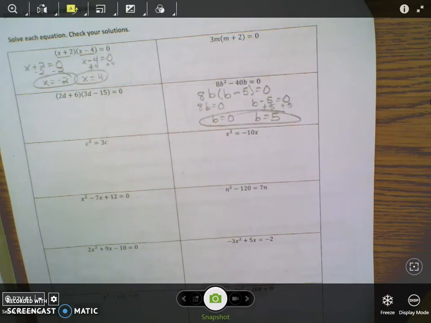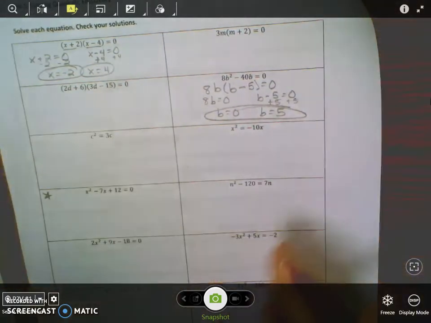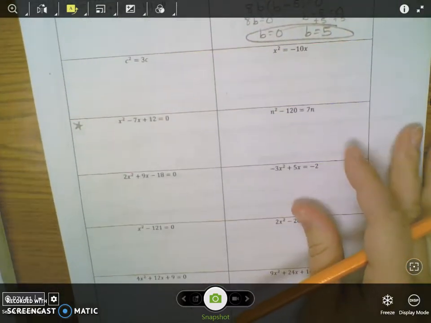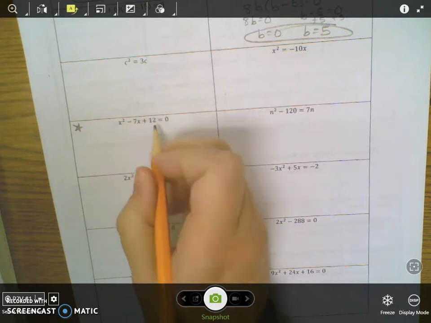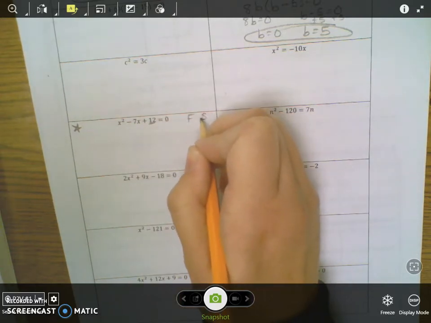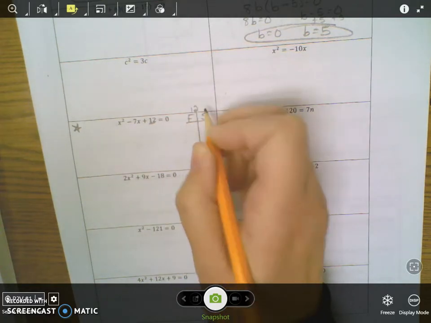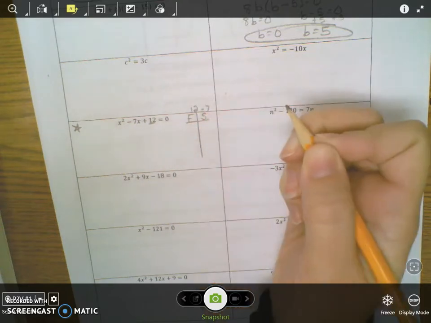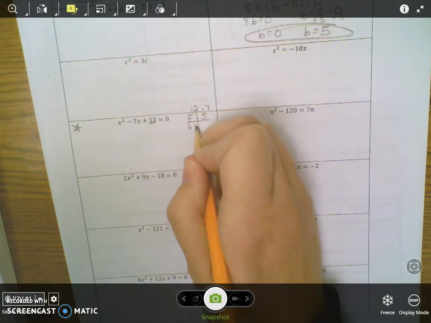Let's see. Let's do this one right here, because we have not done factoring since last semester. All right, so if we don't have anything in front here, we're going to do our little factor sums table. And our factor sums table is going to be for 12. So we're looking for the factors of 12, and for our sum, we're trying to get -7. So when I think of 12, I'm thinking of 6 and 2.